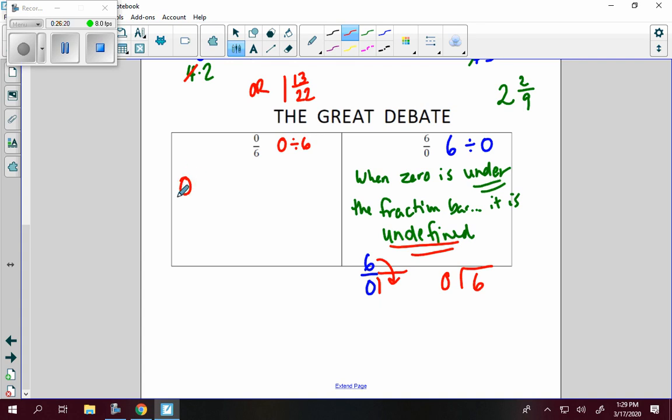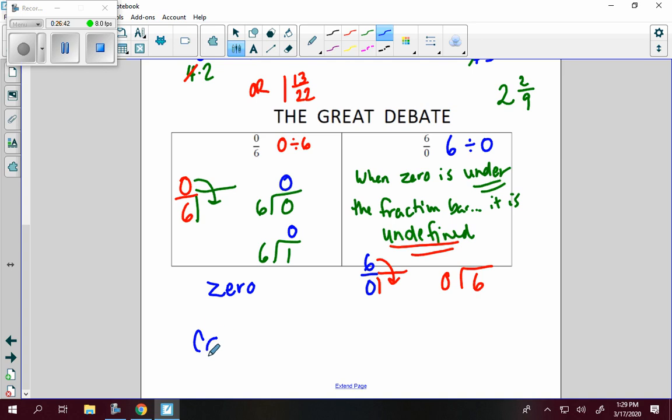If I were to write it in the house version of it, under the radical sign, then the 0 falls in the house, so it would be 6 goes into 0. Now if you think about it, 6 goes into 1 0 times, because it doesn't go in there that many times. So 6 goes into 0 0 times. That's why this answer is 0.